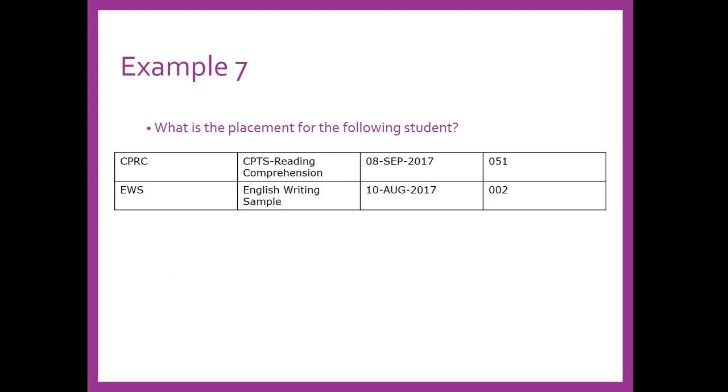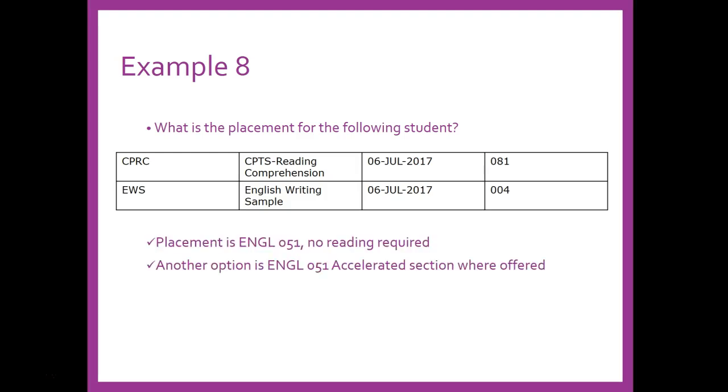Example 7, what is the placement for this student? You'll notice this is the old classic AccuPlacer, and the placement is English 002 and English 050. Finally, what is the placement for this student? Again, this is the old AccuPlacer. You would go by the old classic scores. Placement is English 051, there's no reading required, and another option is English 051, an accelerated section where offered.